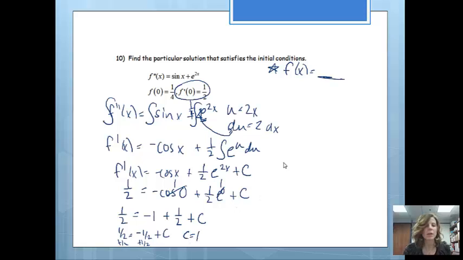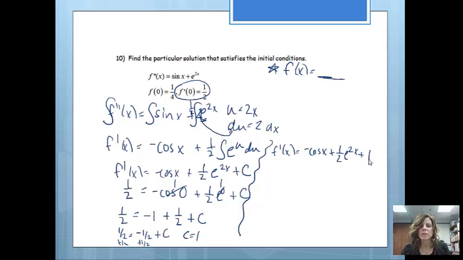So from here, let's see what we've got now. We're going to have the first derivative is equal to negative cosine x plus 1/2 e to the 2x plus 1. Now if I want to get from the first derivative back to the function, we'll take again the integral of all three parts. So f of x will equal the integral of negative cosine of x, which will be negative sine x. That negative just gets tagged along.